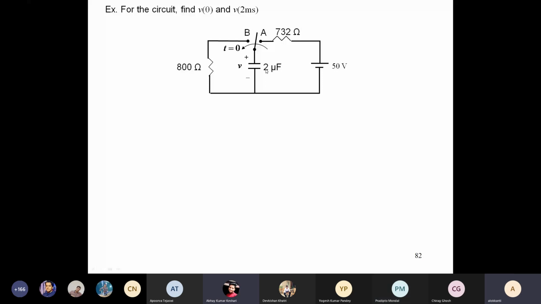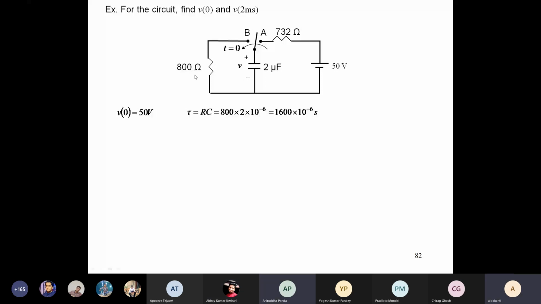14.325. What is the time constant? The time constant is 1600 microseconds, that is 1600 into 10 to the power minus 6. Okay, so then you can find out. Your V naught is equal to 50 volts. Your time constant is 1600 into 10 to the power minus 6 seconds. Obviously, by this R, what I mean is this 800.